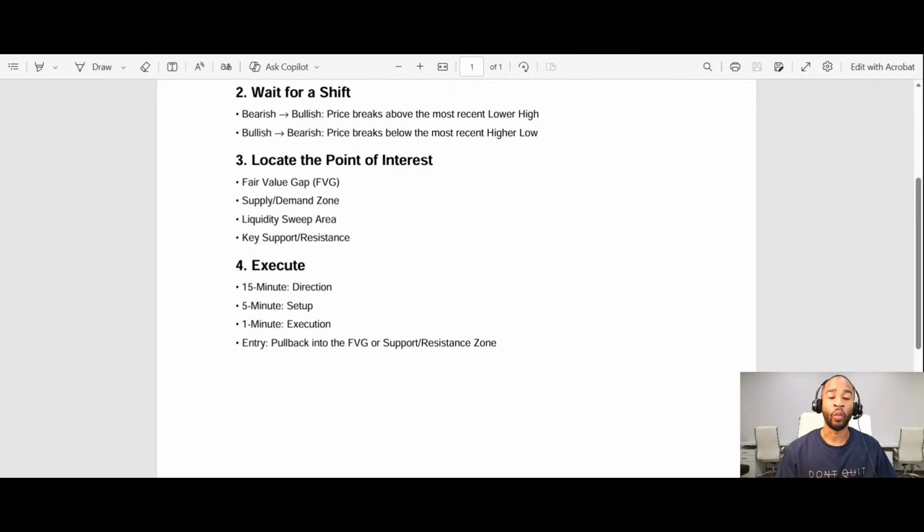And number four, this is where you're going to execute. You want to watch 3 different time frames if you're able to. The 15-minute time frame for direction, the 5-minute time frame for your setup, and we're going to go down to the 1-minute time frame for our entry. And in some cases, you want to wait for a pullback or a rejection in the fair value gap zones or near key support and resistance levels.